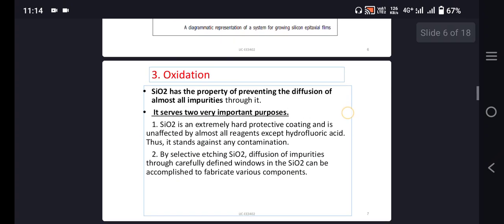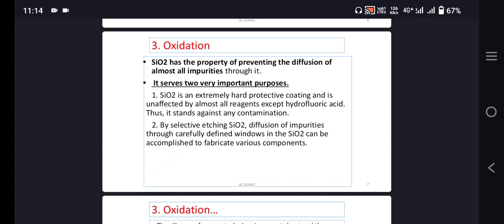The third step is oxidation. Oxidation is nothing but in order to prevent the diffusion of silicon, the oxide is mixed with pure silicon, then it becomes SiO2. The important purpose of oxidation is the SiO2 is a hard layer protective coating, so it is unaffected by all the reagents. It can be provided except hydrochloric acid. Then by means of selective etching of SiO2, diffusion of impurities can take place.